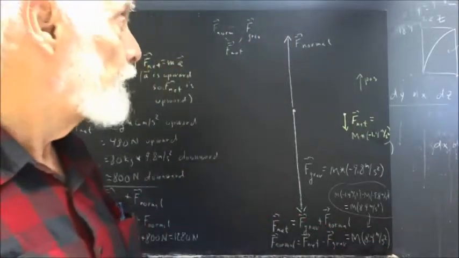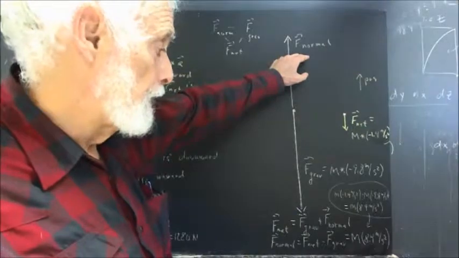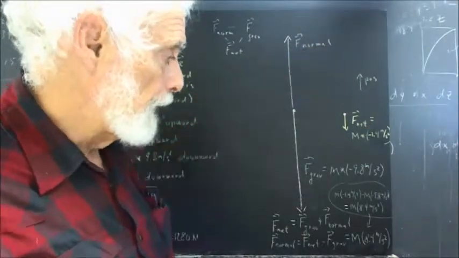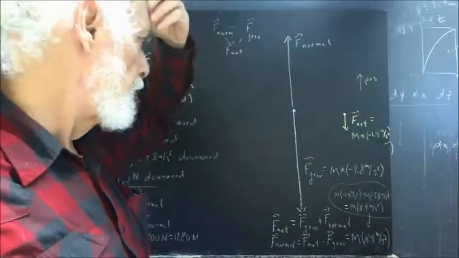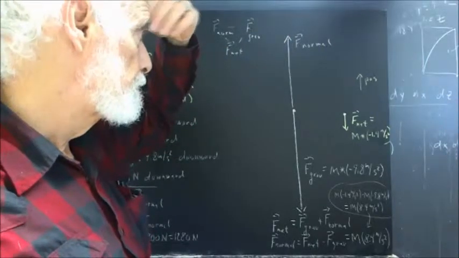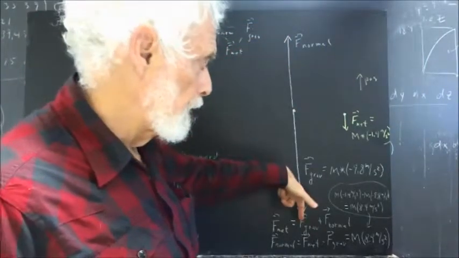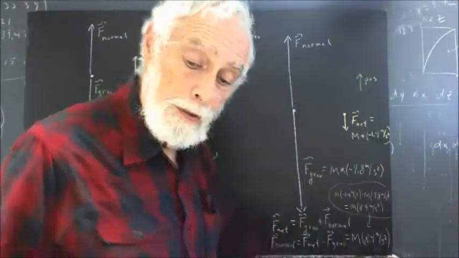Okay, so now we determine that the normal force is whatever the mass is times the 8.4 meters per second squared, upward. Adding that to the gravitational force does give us the net force.